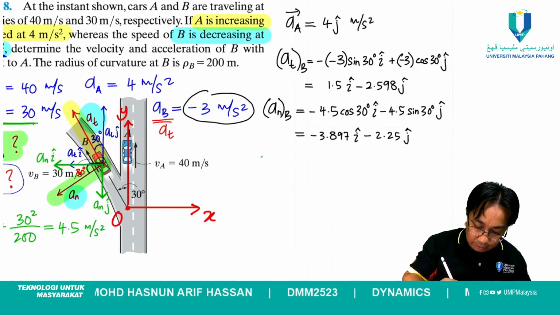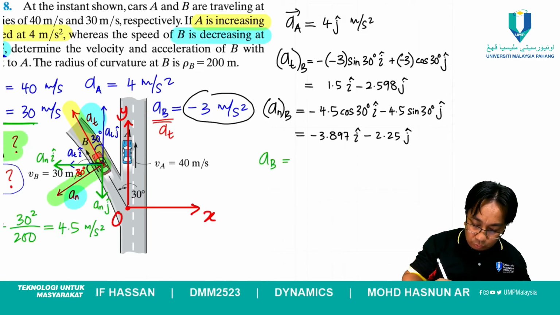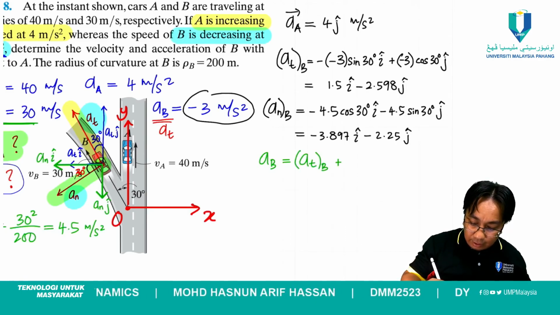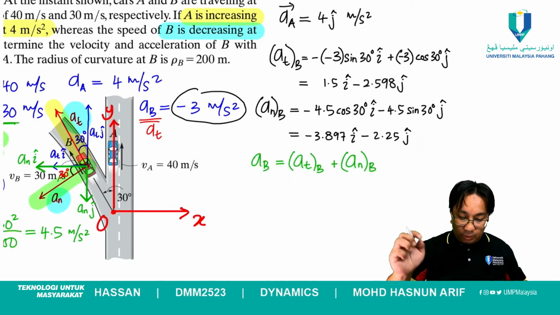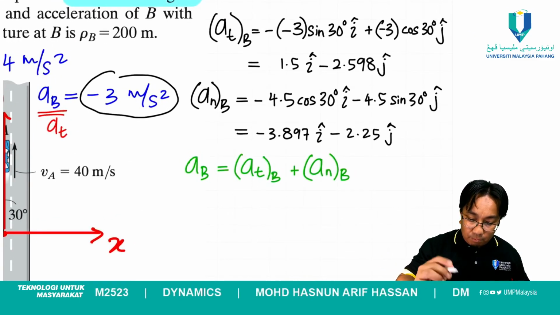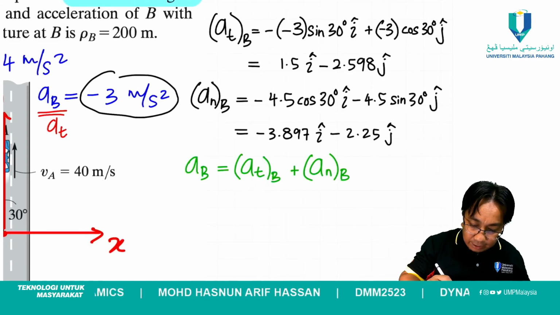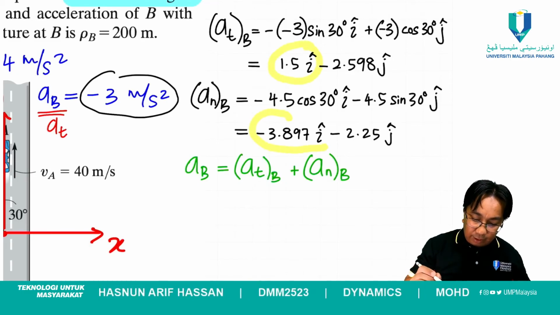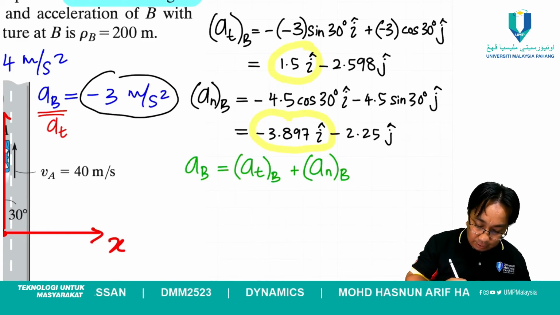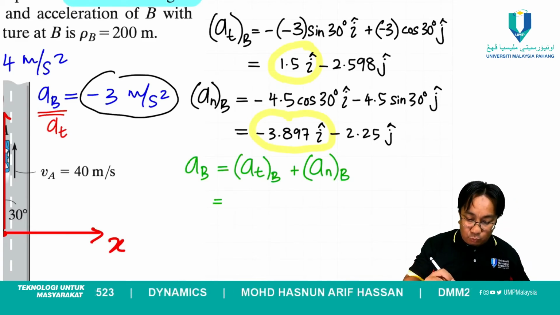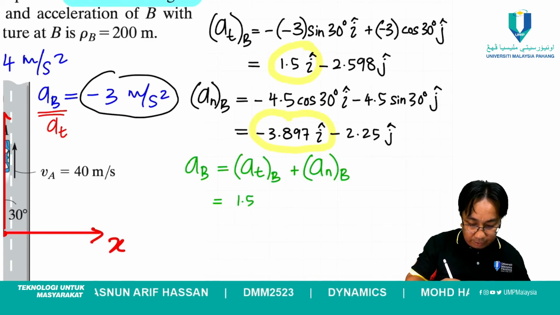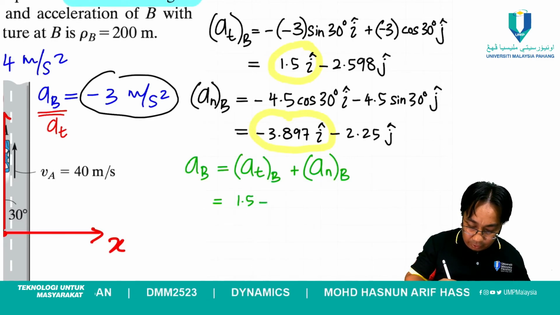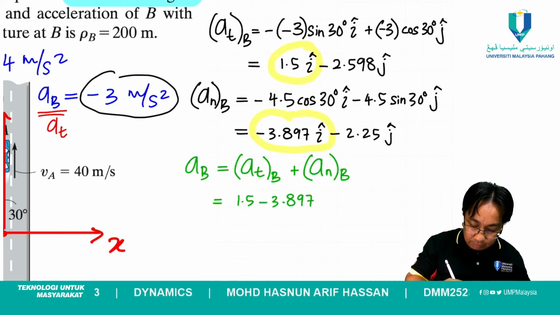So the a_B will be equal to a_A plus a_B/A, both components. If we zoom in here, both components. So first you will add i and i first. What you have is equal to 1.5 plus 1.5 minus 3.897. Put it in bracket.